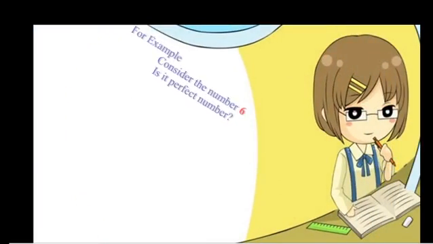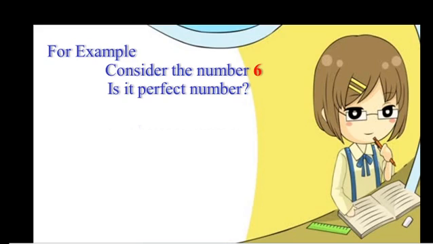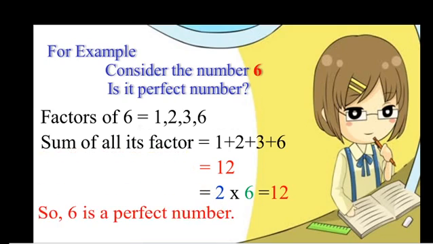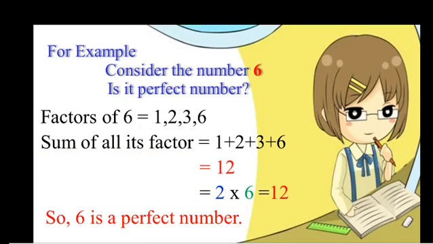For example, consider the number 6. Is it a perfect number? First, find the factors of 6, that are 1, 2, 3, 6. Now we want to find the sum of all its factors: 1 plus 2 plus 3 plus 6. The sum is 12. Twice the given number is 12. So both are equal. So we can say that 6 is a perfect number.